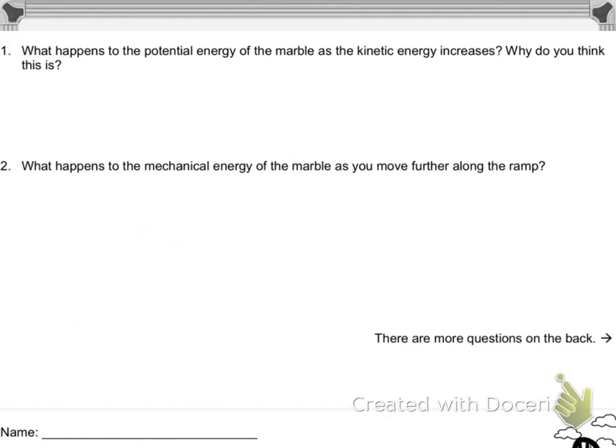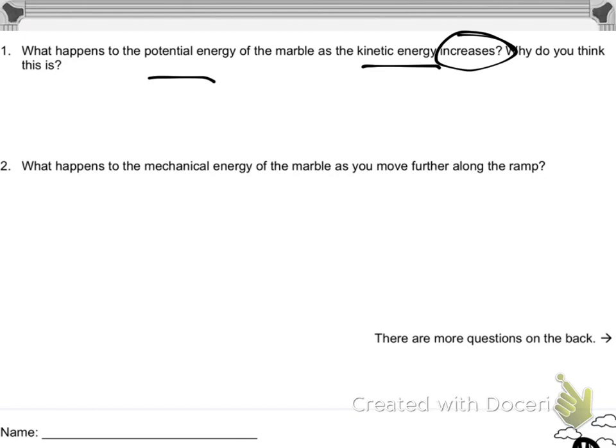So there are some questions here. What happens to the potential energy of the marble as the kinetic energy increases? Why do you think this is? That could range from, well, we know as the potential energy goes up, the kinetic energy goes down, or vice versa, because we're talking about as the kinetic energy increases. So that would be as it gets faster. We know the marble is rolling down, so the potential energy has to go down. Why do you think this is?